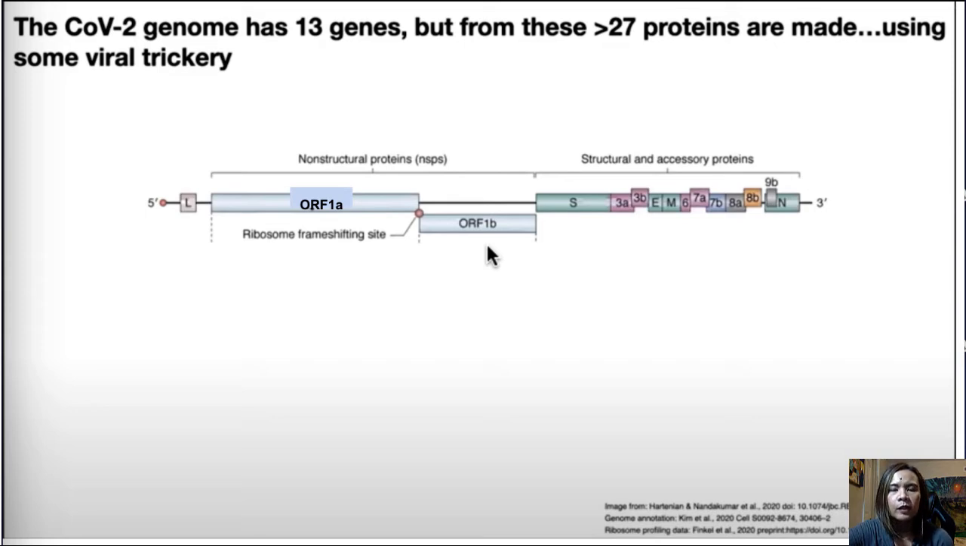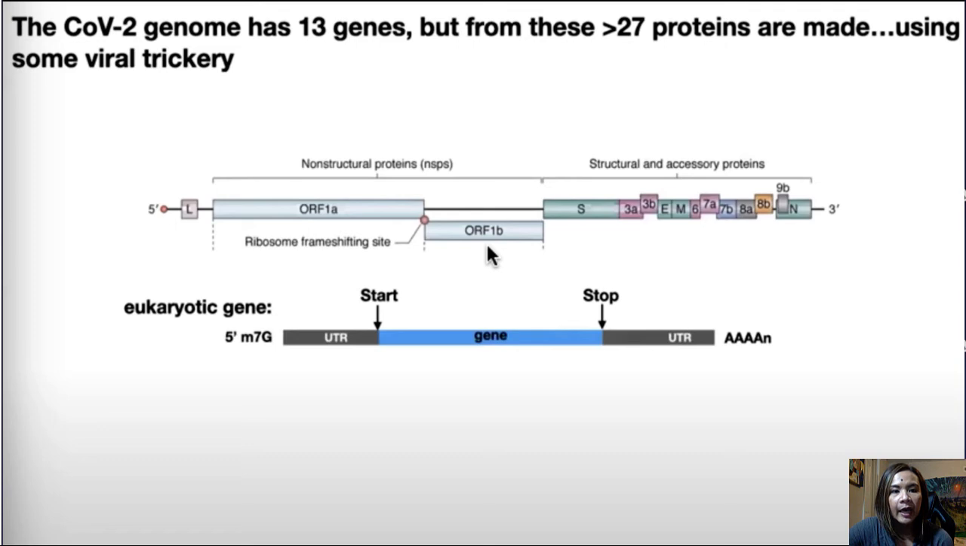So, from 13 genes, at least 27 proteins are made. And how do you make 27 proteins out of 13? Well, the virus does some viral trickery for two reasons. One, it cannot operate the way the cell operates and must abide by it. In our own cells, one gene makes one protein per mRNA. So it is a problem.